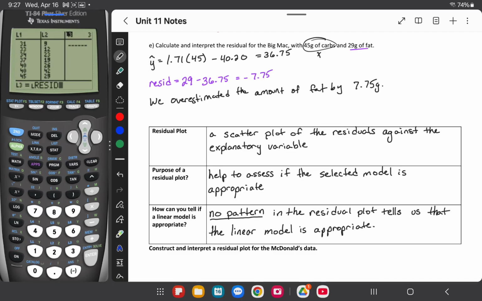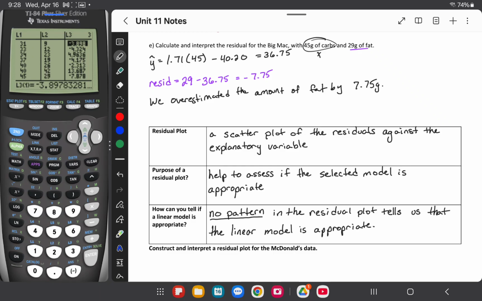So what we're telling our calculator to do is, for list 3, calculate a list of residuals for our data. If we press enter, we'll find the residuals for all of those data points. Now, if that did not work, make sure that you've done your linear regression. By the way, you need to do that first before calculating your residuals. Anytime you want to calculate residuals using your calculator, you must have first done a linear regression for it.